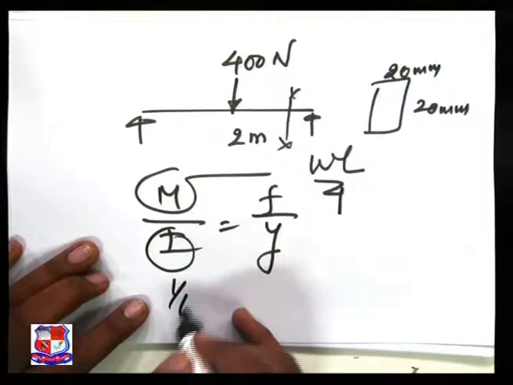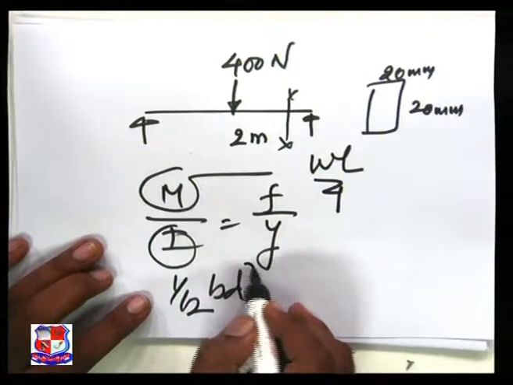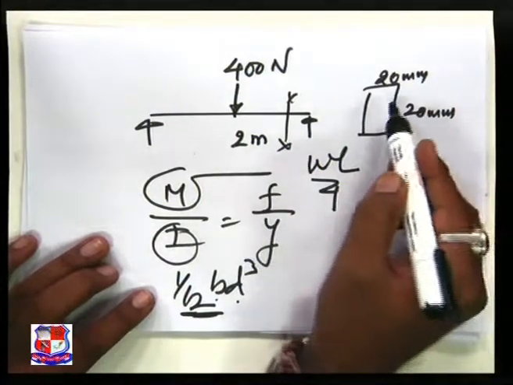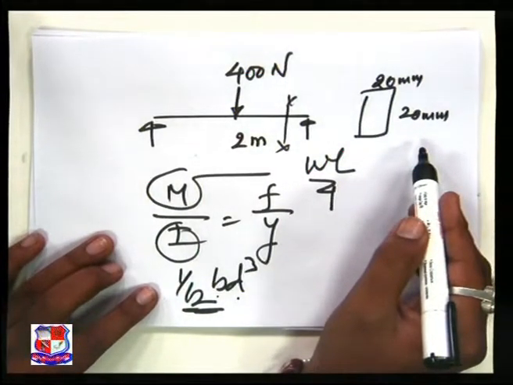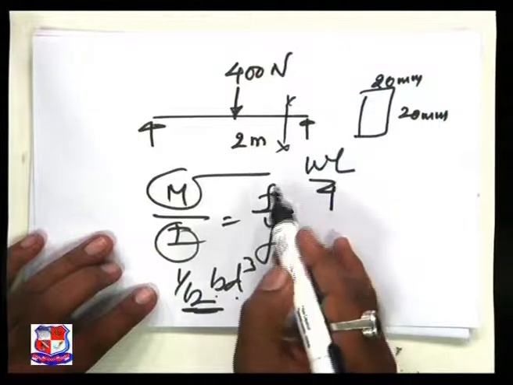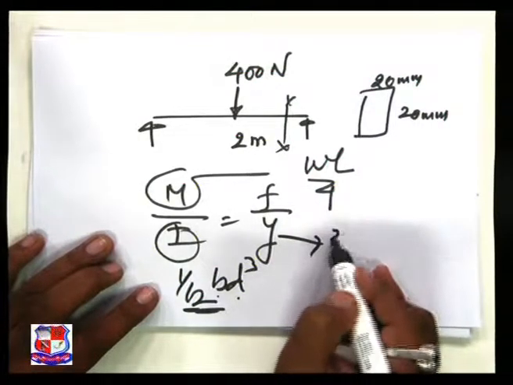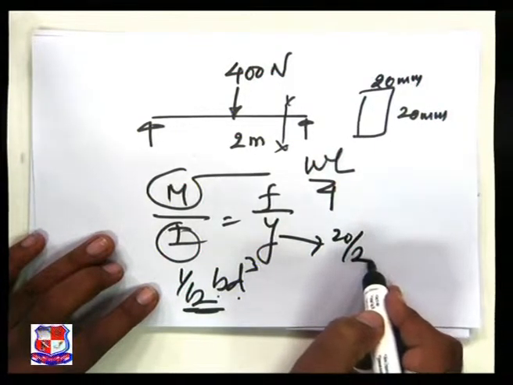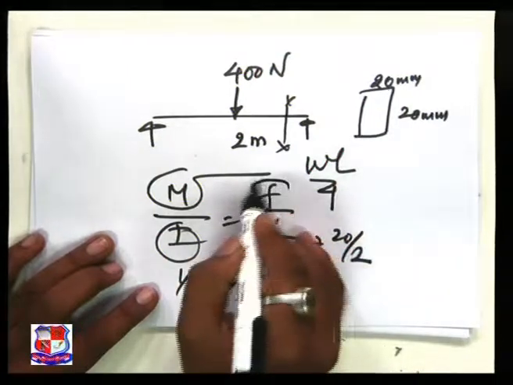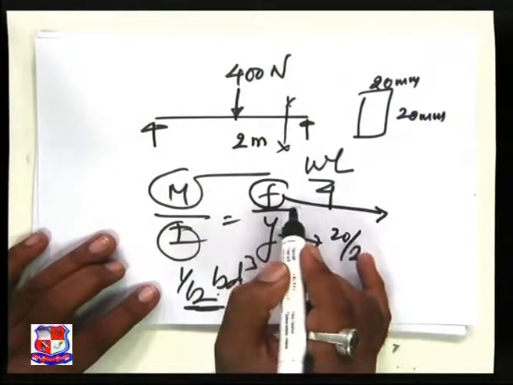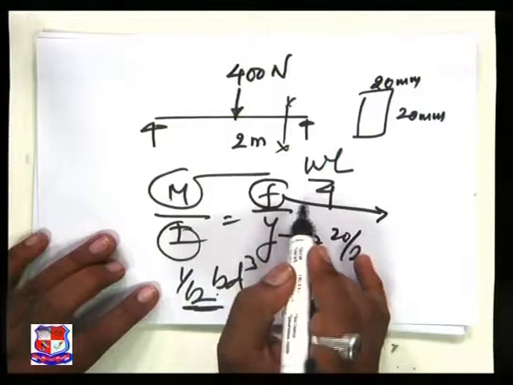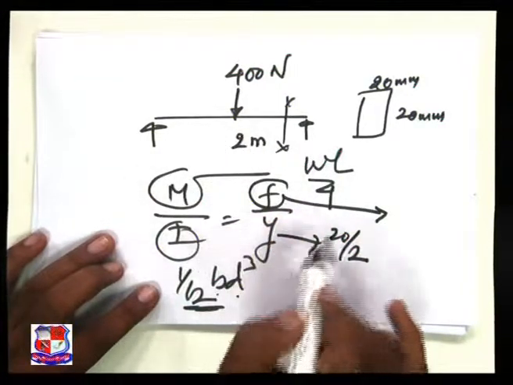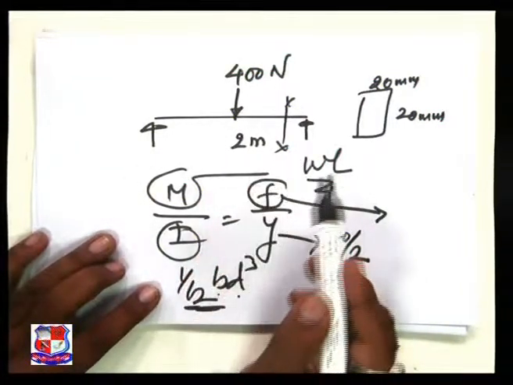I is nothing but 1 by 12 BD cube, where B and D are the same, that is 20 mm and 20 mm. Now the thing is about F and Y. Y is nothing but 20 by 2, that is the Y maximum, and the unknown part is F. Once we find the value of F by using this simple equation, we have to go with the second part.